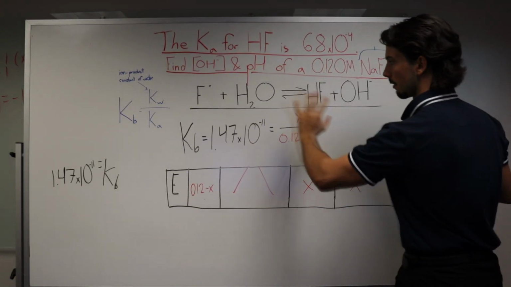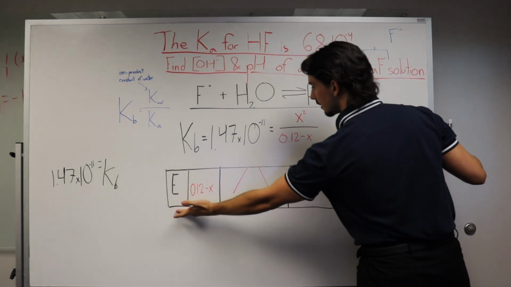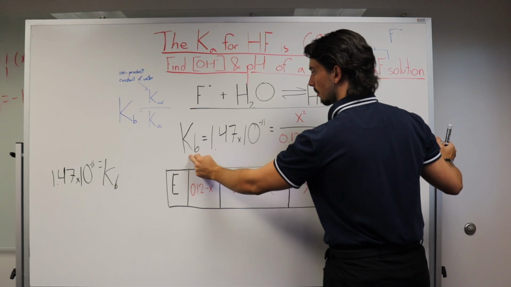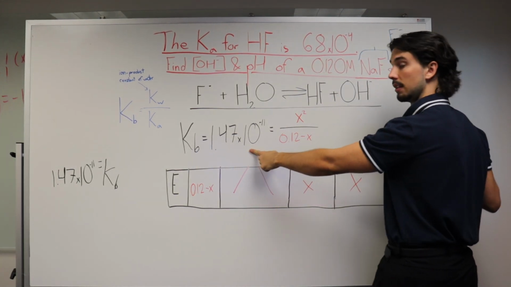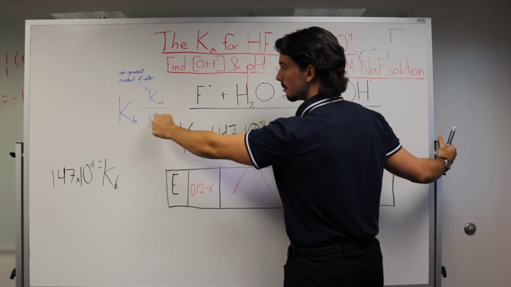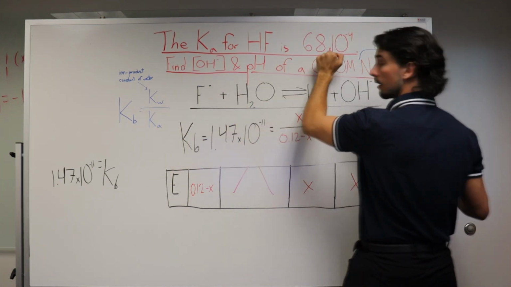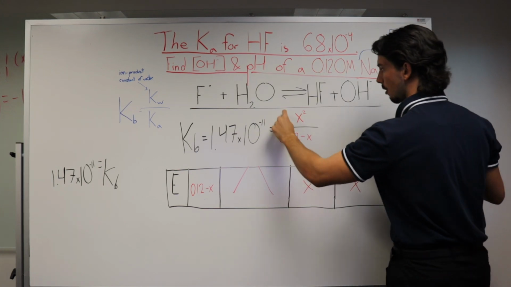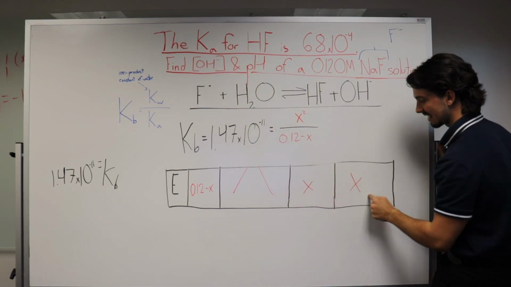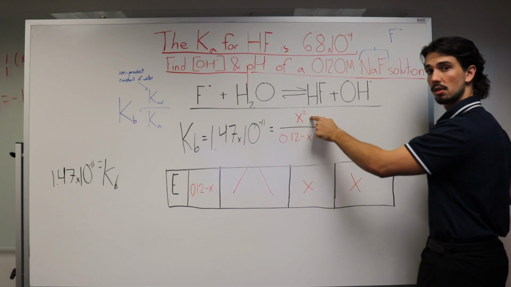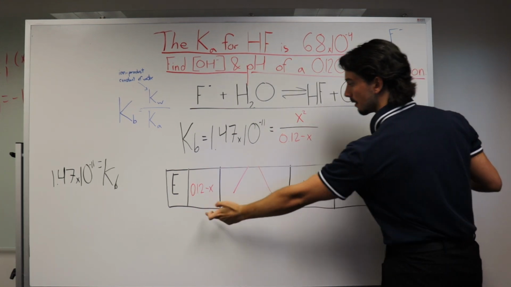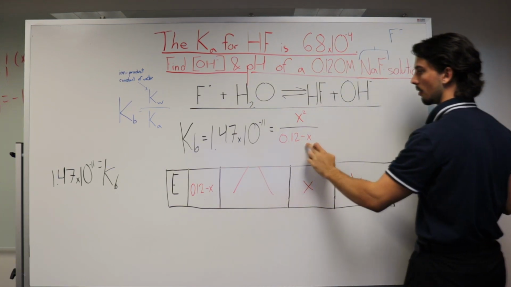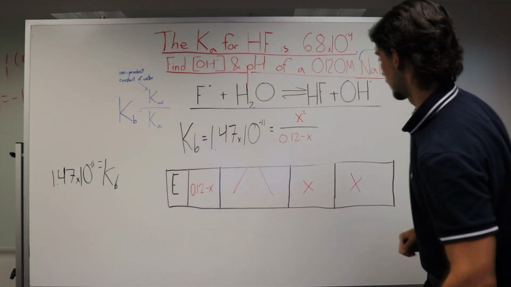Alright, now I erased part of the ice chart because all we're really interested in is what those values will be at equilibrium. So our Kb formula is going to be 1.47 times 10 to the negative 11, which we figured out from taking the Kw divided by Ka, which is given in the question. And it's going to be equal to those product concentrations, in this case x and x. When we multiply them, we'll just get x squared divided by the concentration at equilibrium of our reactants, in this case, 0.12 minus x.